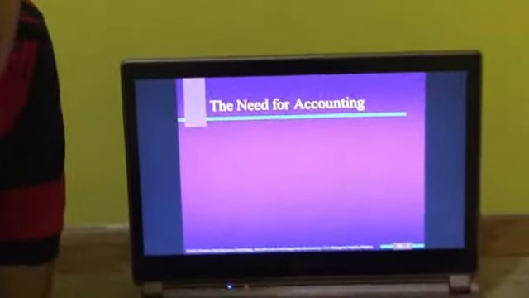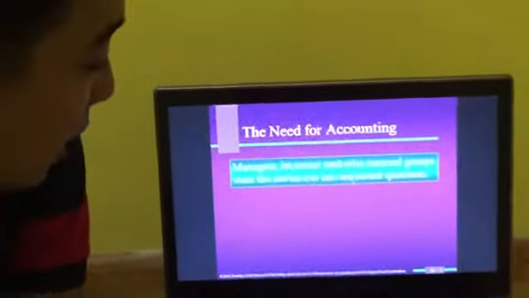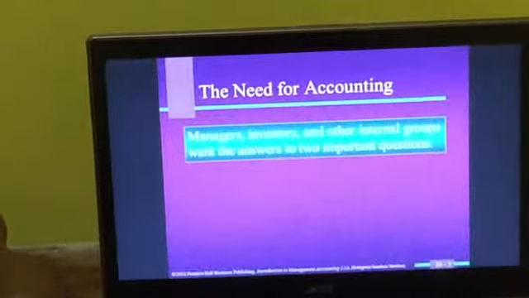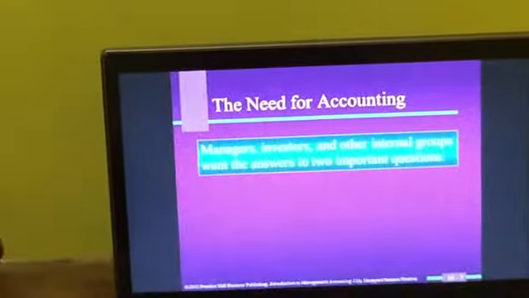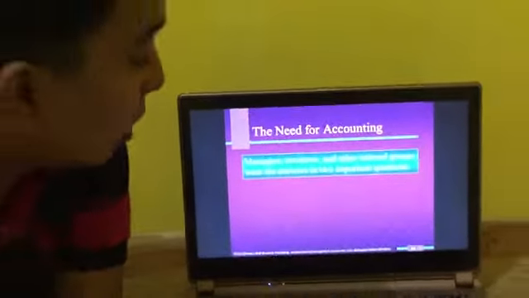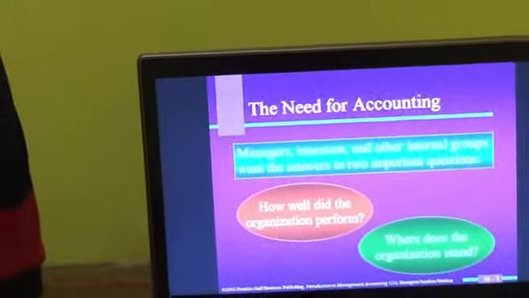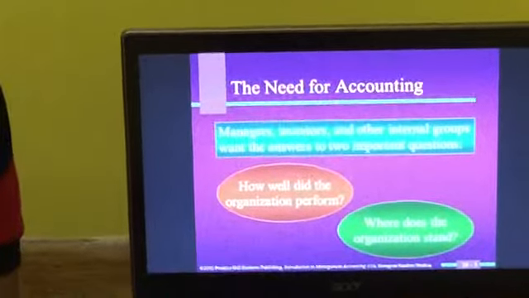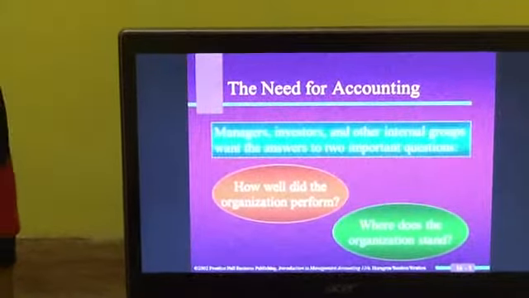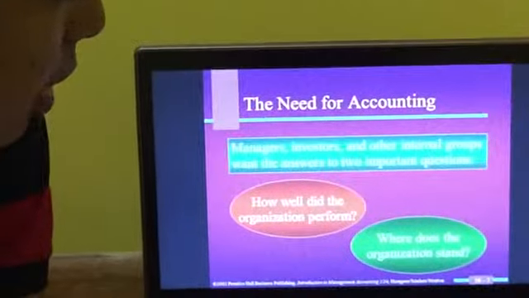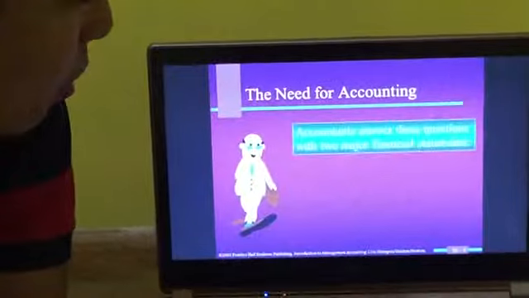So the need for accounting. What's the need for accounting? Managers, investors, and other internal groups want to answer two important questions. So what are those questions? First, how well did the organization perform? And then, where does the organization stand? That's the question to be answered, and we can answer that by the use of accounting.